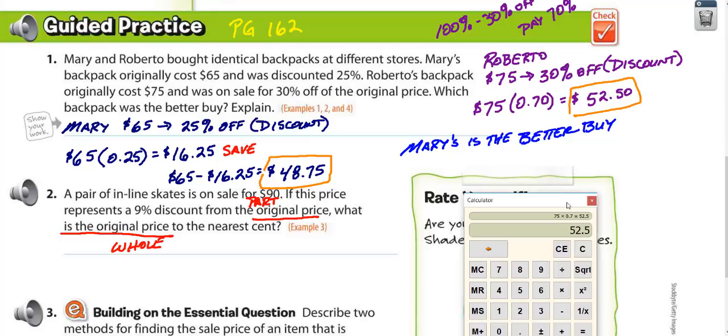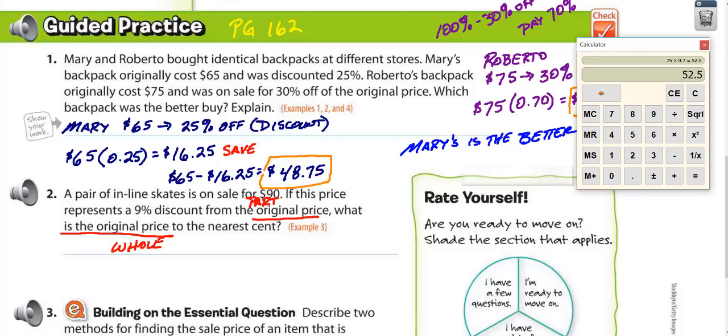Let me get that calculator up out of the way, and I'm going to use a percent proportion to solve this. I'm going to take the 9% away from 100. I'm going to end up with 91. Again, remember, that's 100, take away the 9%, because if I save 9, I pay 91. We know that the part is 90. We don't know what the whole is.